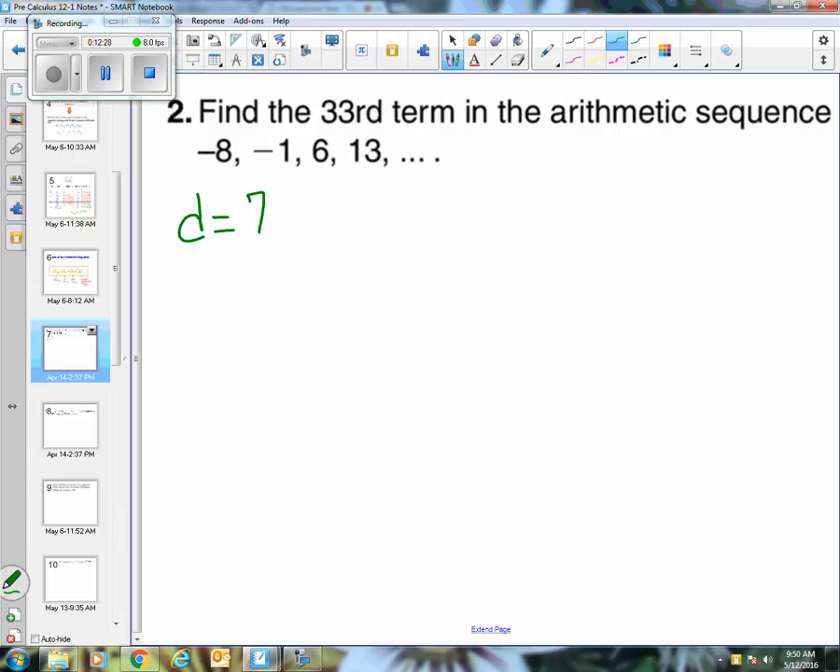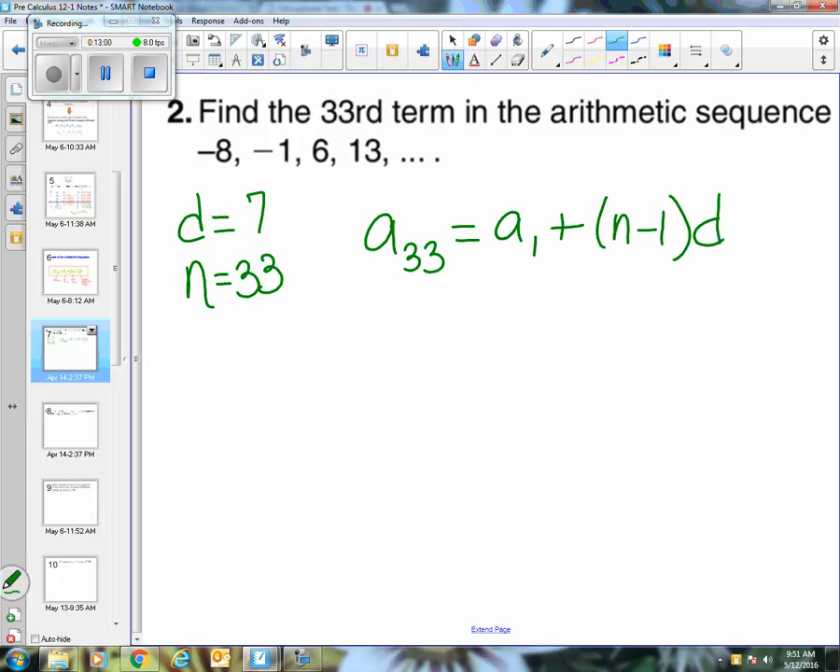All right, so we want the 33rd term. That means n is 33. Visualize in your head 33 people standing in a line, and you're looking for that 33rd person. So there's 33 things. That's what the 33rd term would mean. So in my listing of this information, if I want my 33rd term, I'm going to write it as A with the subscript 33, letting everybody know that it's the 33rd number in the list. And then it would be A1 plus n minus 1 times d, and we'll figure out what all that stuff would be.